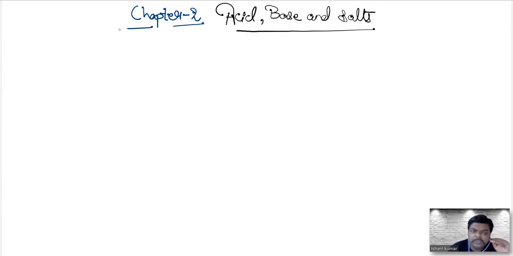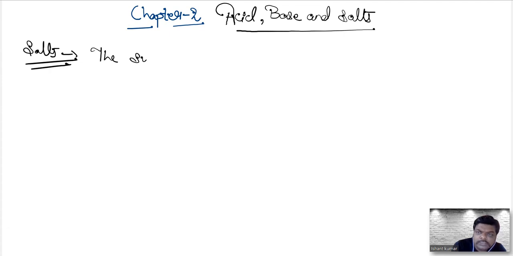So these were some of the significance and uses of the pH scale in our daily life. Now let's move further and see about the salts and what the applications of the salts are in our daily life. We are going to study about the salts in this particular session. Okay, so let's start. So salts. What are these salts?